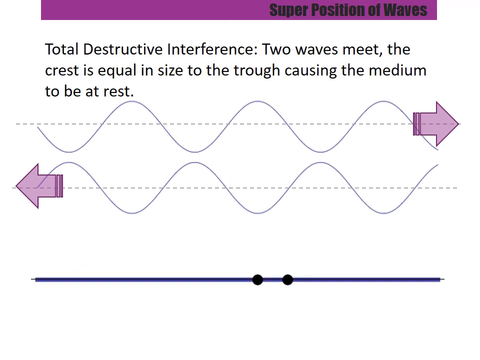Total destructive interference occurs when two waves meet. The crest is equal in size to the trough, causing the medium to be at rest. And if our waves are the exact same length and they have the exact same amplitude, when they meet on opposite sides, it will result in total destructive interference. And the slinky, for a split second, will appear to be completely flat.